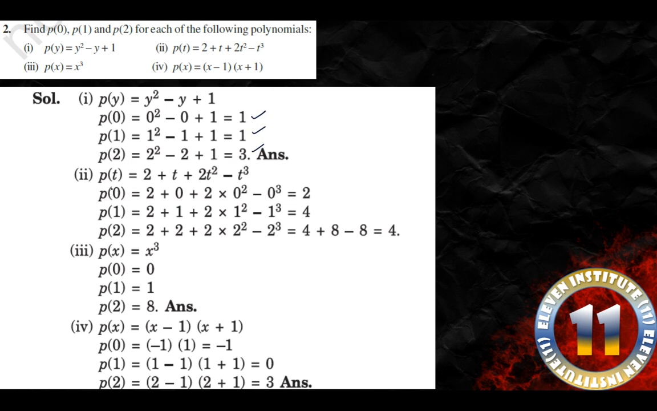Similarly, here also we have put 0, 1 and 2 instead of t, and we have again three answers for this. Similarly, here instead of x we have written 0, 1 and 2, and again three answers. Similarly, in the last one also, instead of x we have written 0, 1 and 2. Some of you might be having confusion over here, so I will solve this for you.